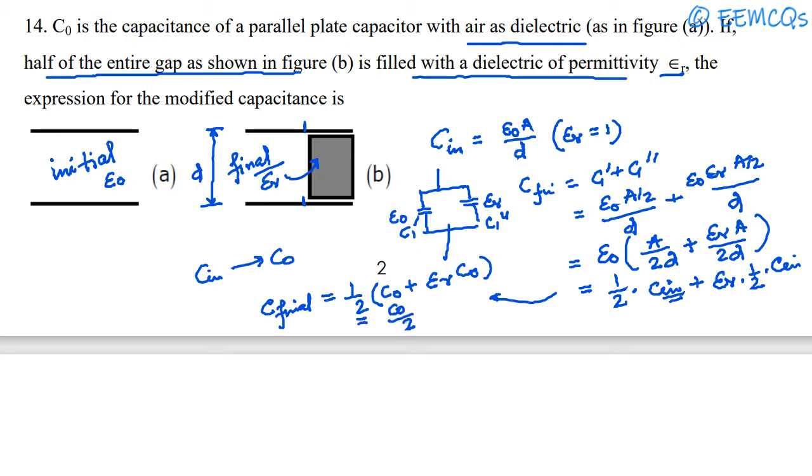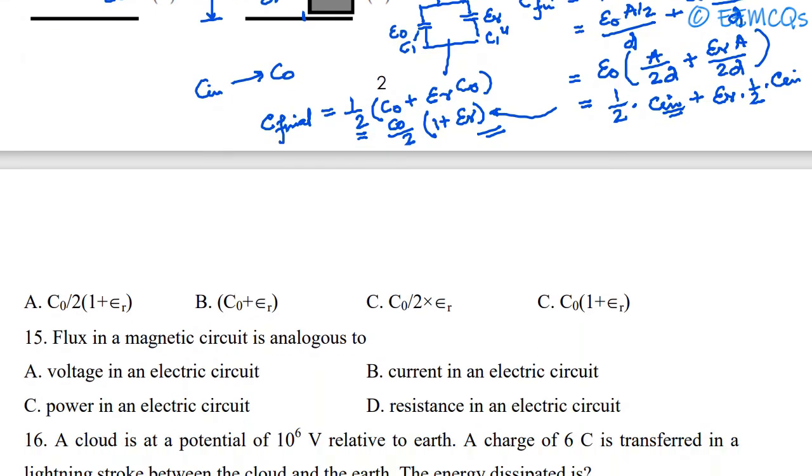or C0 by 2 into 1 plus epsilon r. Okay, so this is the capacitance of the capacitor with half of the section filled with a dielectric of permittivity epsilon r. So the option A here is the correct answer. As you can see here, the option A is the correct answer.